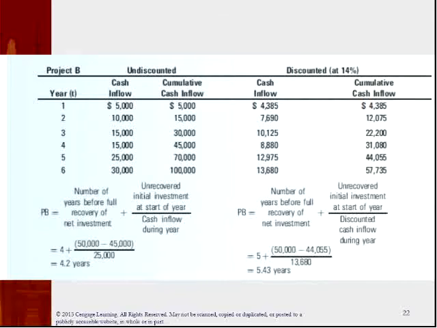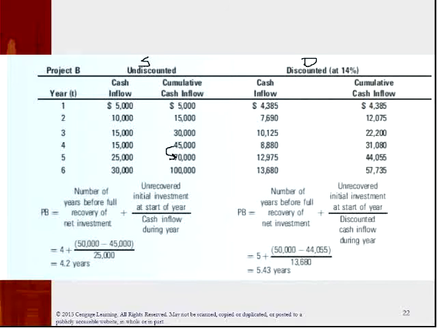In this case, this is a mixed cash flow. Here what you do is, you simply take the undiscounted cash flows, 5,000 in the first year. This is simple payback. This is discounted payback. In simple payback, you add the cash flows 5, 10, that is 15,000. 15 and 15 is 30,000. 30 and 15 is 45,000. 45 and 25 is 70,000. Stop. Somewhere between 45 and 70 payback occurred.